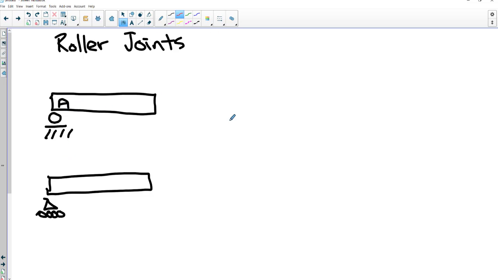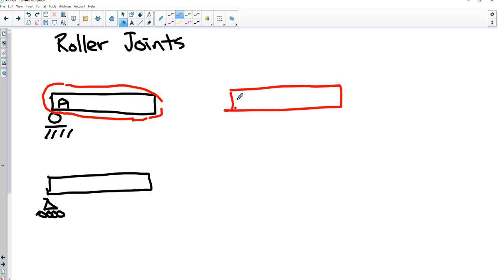So if I were to draw a free body diagram at point A of member A, here's member A, and I'm going to replace this with a force in the perpendicular direction. And because it's underneath, that's where I would draw it. And I would say reaction force at A in the y direction.